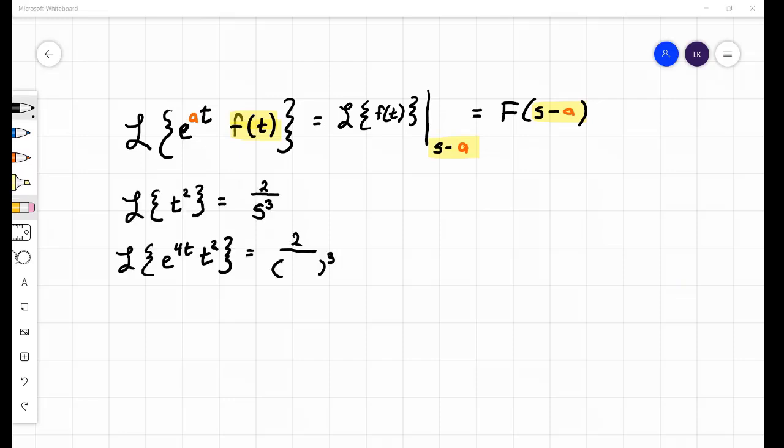For example, we know the Laplace transform of t squared is 2 over s cubed. So if we take that t squared and multiply it by our exponential e to the 4t, we're still going to get the Laplace transform of t squared, so 2 over something cubed, but instead of s, we'll write s minus 4.